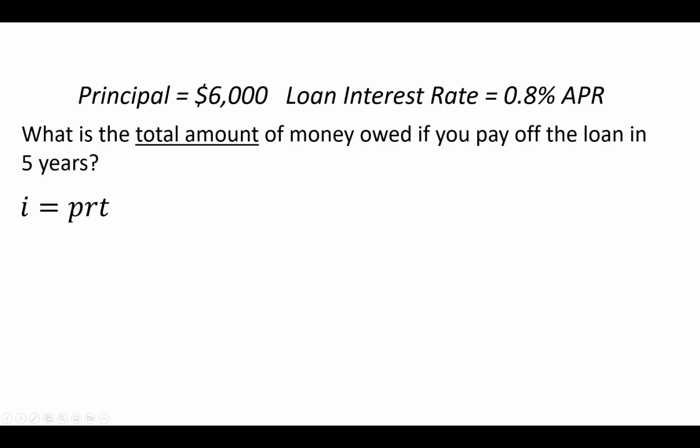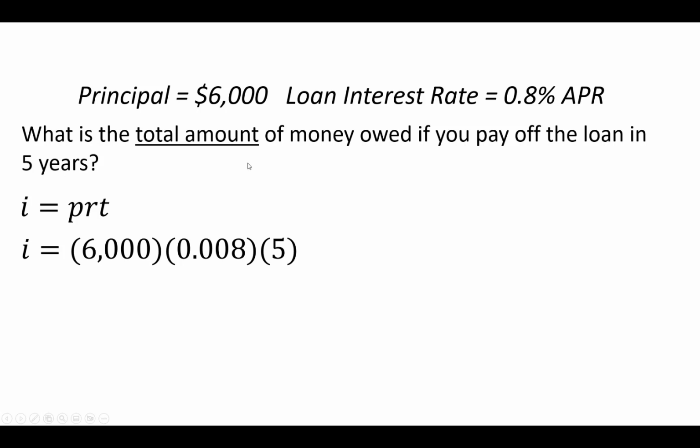So I'm going to go ahead and show you how to use Desmos. Actually, this one we'll go through real quick here. $6,000 loan, 0.8% APR, paid off in 5 years. So APR stands for annual percentage rate. So this is what they're going to apply every year.